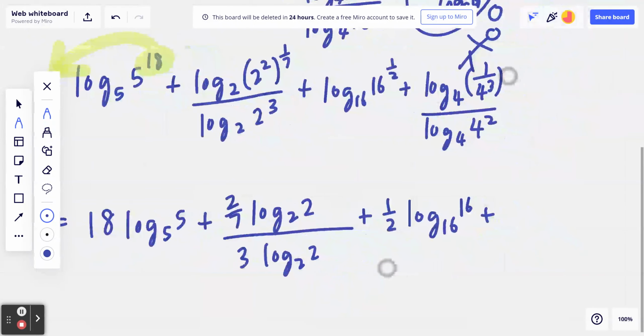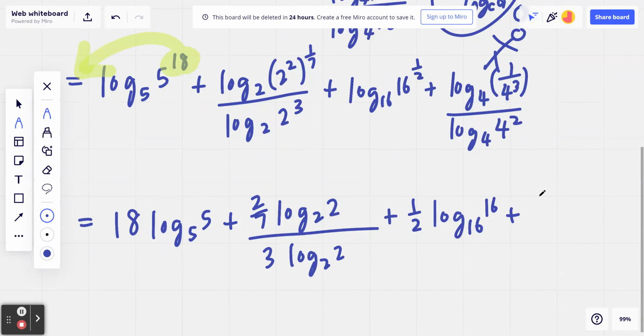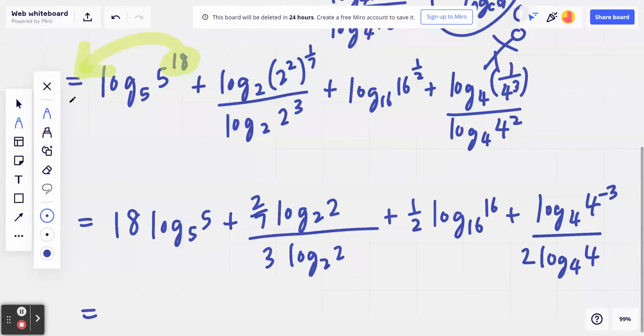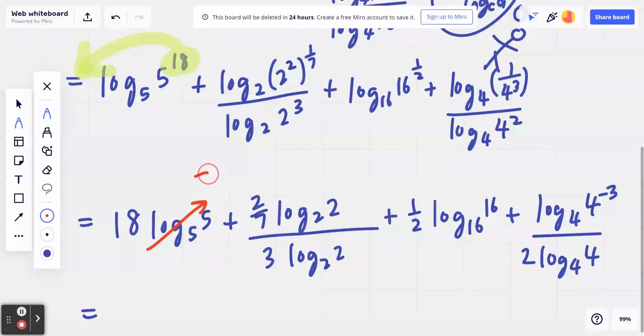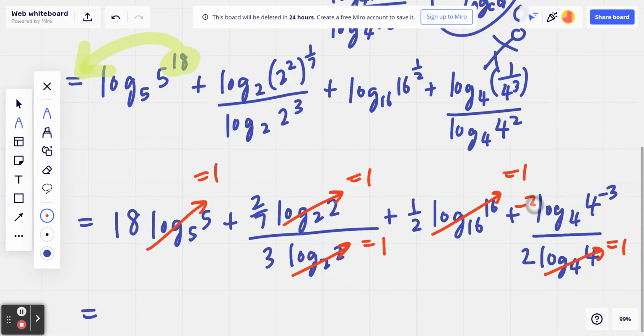Plus, now think about this last part. Express this with the same base. Instead of writing 1 divided by 4 to the power of 3, that's 4 to the power of negative 3. If you look at the denominator, bring the 2 to the front. Again, the difficult part is now over. Think about log base 5 of 5. That's exactly 1. Same thing with log base 2 of 2. Same thing here, and here, and here. And technically, you can bring the negative 3 to the front first, then that will give you 1 as well.